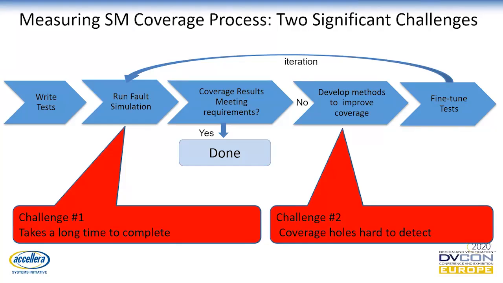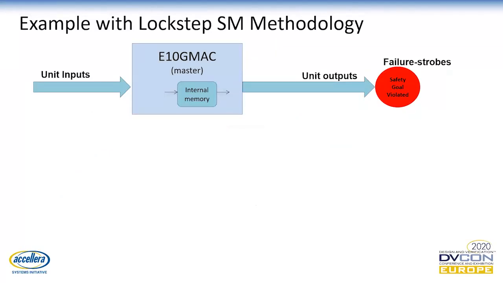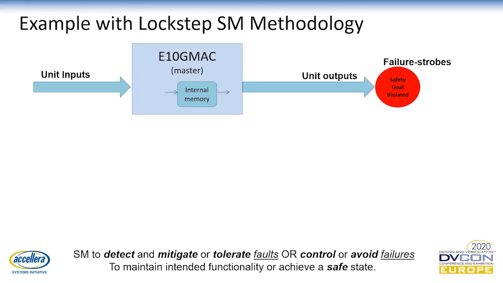Right? So let's consider a realistic example of an Ethernet GMAC as a device under functional safety assessment. It has inputs and it has outputs, and any fault that occurs in the Ethernet GMAC will cause a safety goal violation. We call that a failure strobe. As we have seen, the safety mechanism should detect and mitigate or tolerate faults, and it should also be able to control or avoid failures to make the whole system safe.